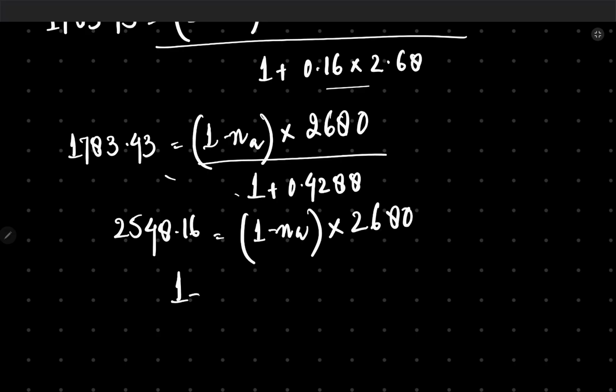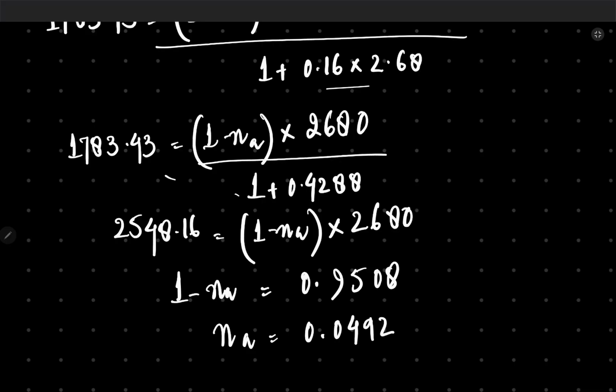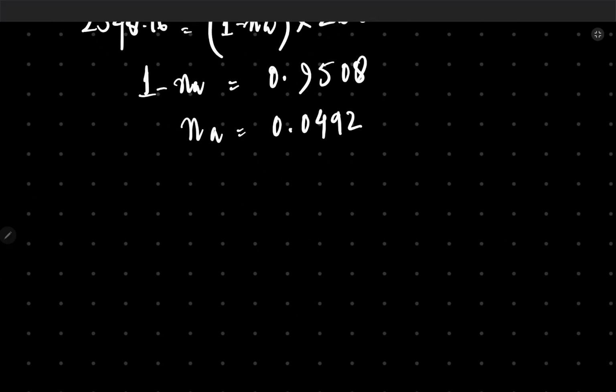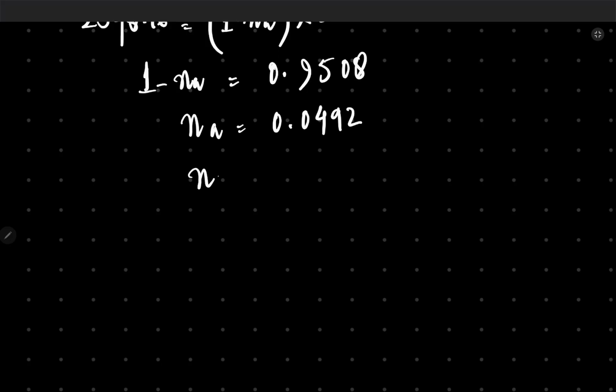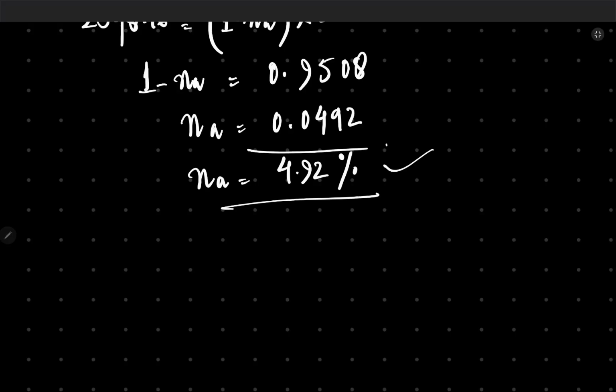That means 1 minus percentage air voids is 0.9508, or percentage air voids is 0.0492, which is equal to 4.92%, because we express it in terms of percentage. That's why it's known as percentage air voids or the percent air voids, which came equivalent to 4.92%.